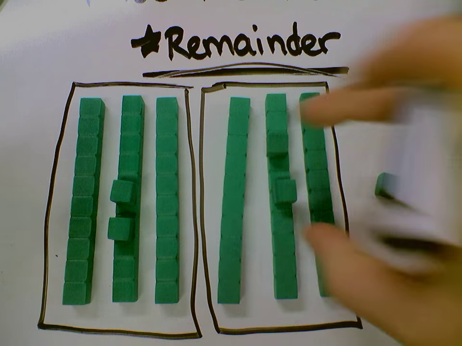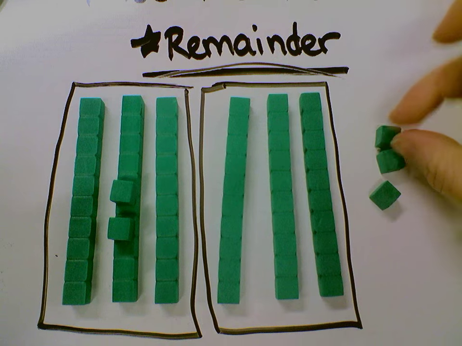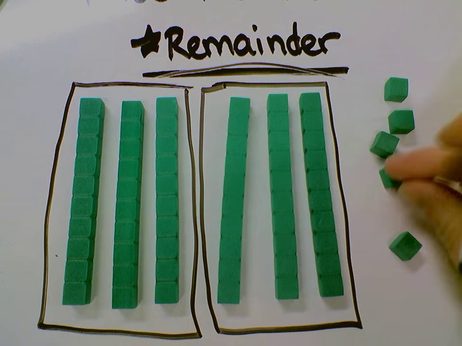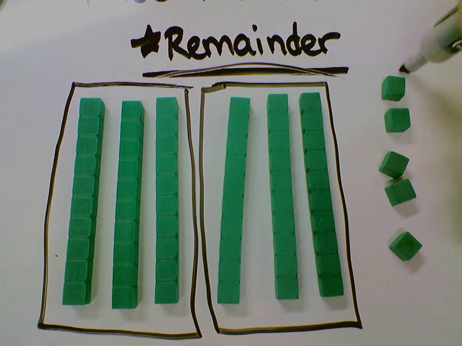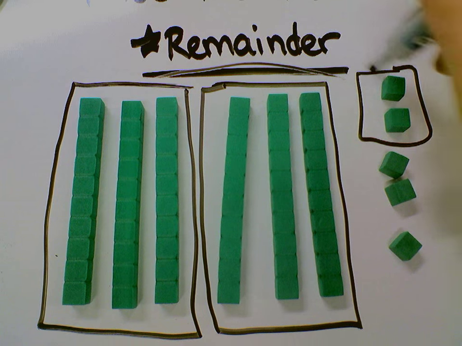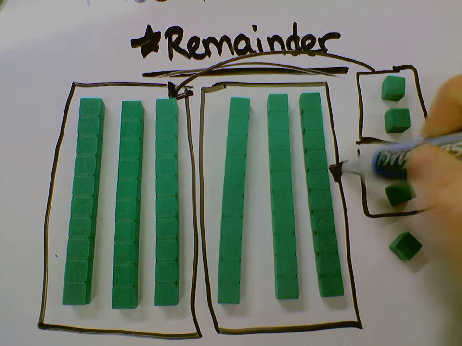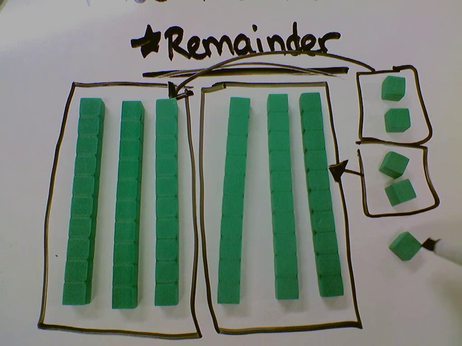All right, now in your notebook, you'd want to do the arrows, okay? You need to show that 2 of our ones are going into one group and another 2 are going into the second group, and that we have 1 left over. Okay, so here are the questions that we're going to ask. How many ones are in each group? 2. How many ones are left? 1.